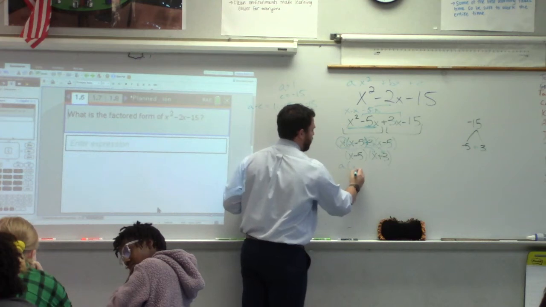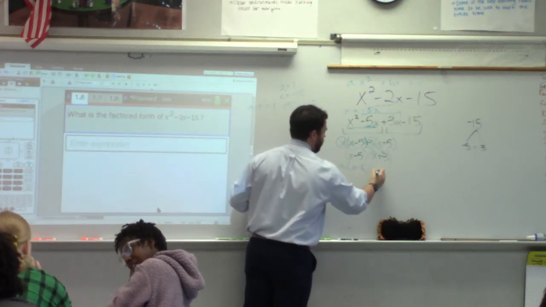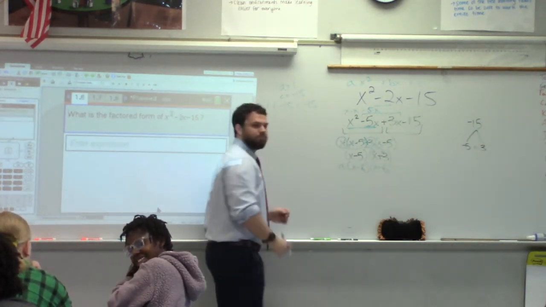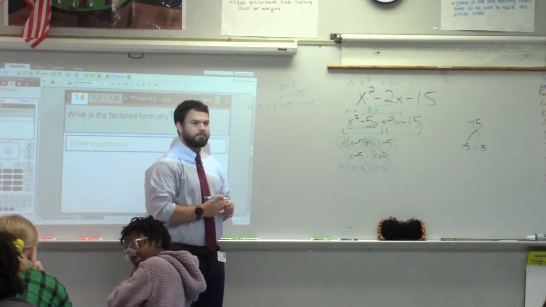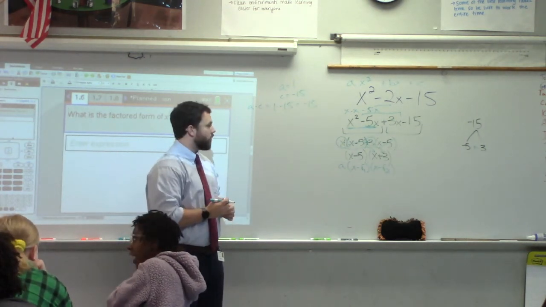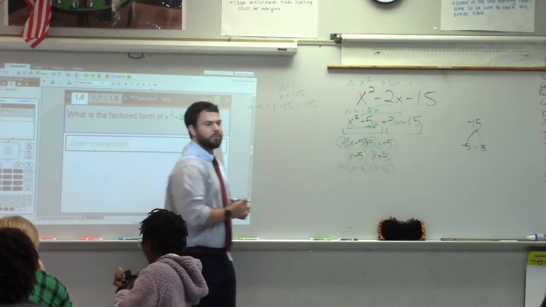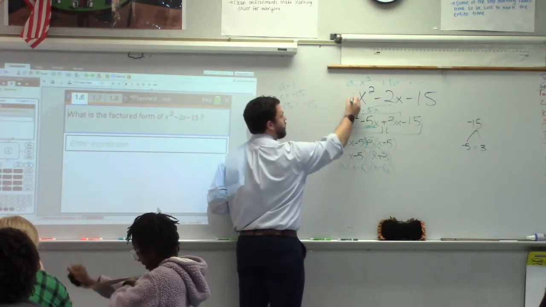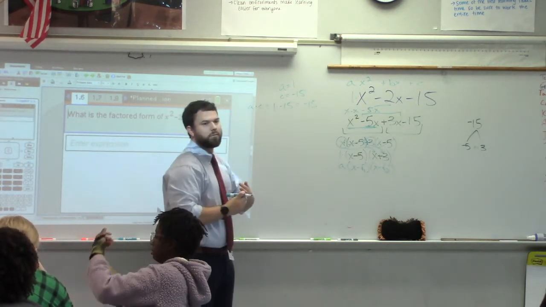Is this not factored form? Wait a minute, I thought it was like the A and everything. There is an A. What's the A understood to be? 1. Remember how the A was understood to be 1 up here? I've seen that. Okay. Never mind.